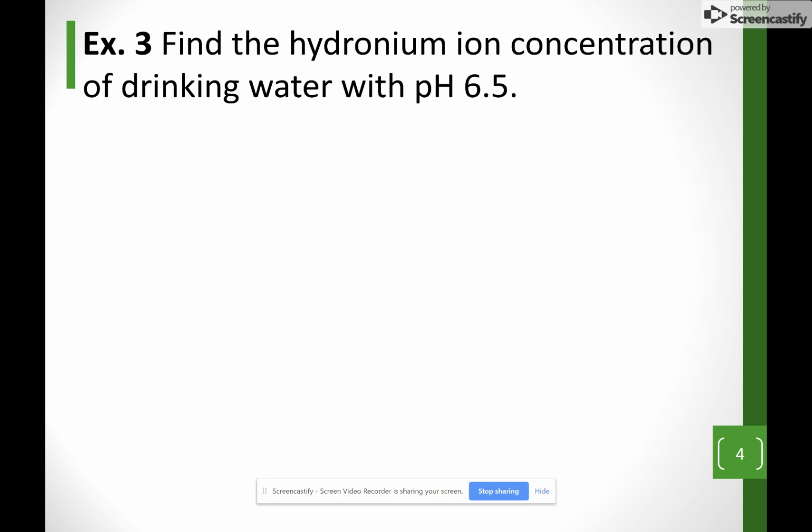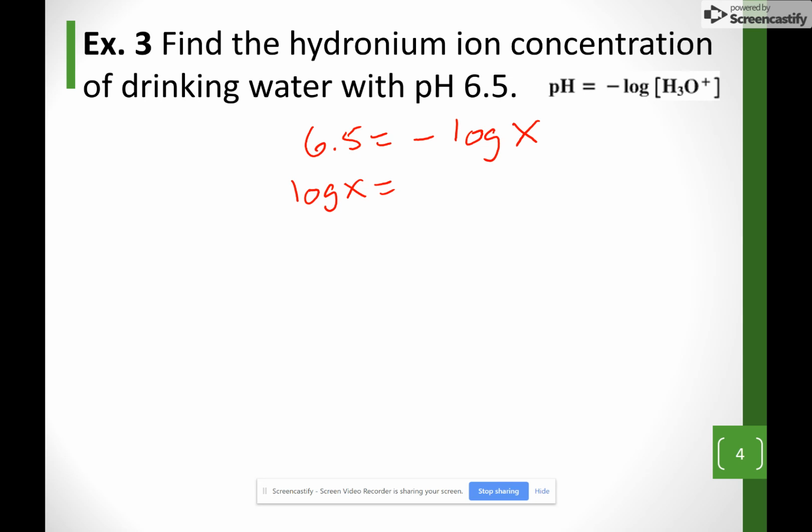Now we're going to find the concentration of the drinking water with the pH 6.5. There is our formula. So now I know the pH. So I'm going to go 6.5 is equal to negative log. I don't know the concentration, so I'm going to call it X because that's what I'm figuring out. Now, I don't want to deal with the negative in front of the log. So let me move the log to the left side. I'm going to switch the sign to log of X. And the 6.5, I'm going to move it to the right side, so it becomes negative 6.5.